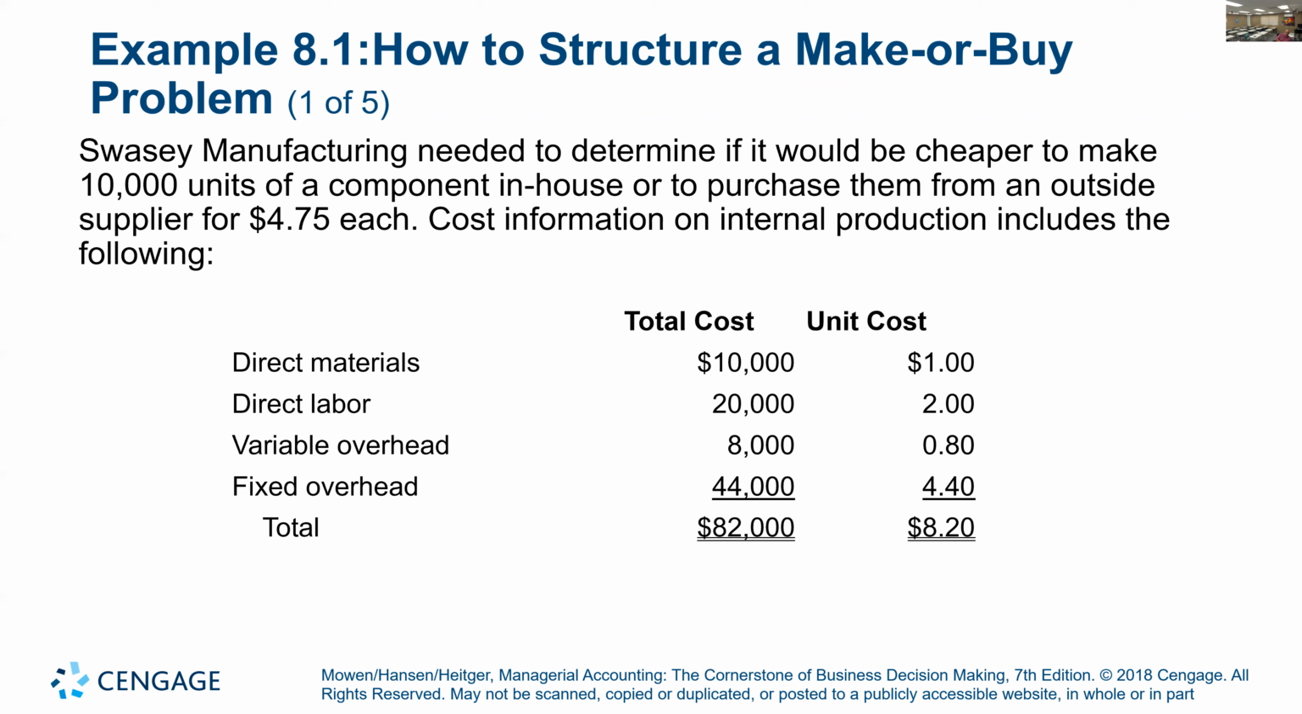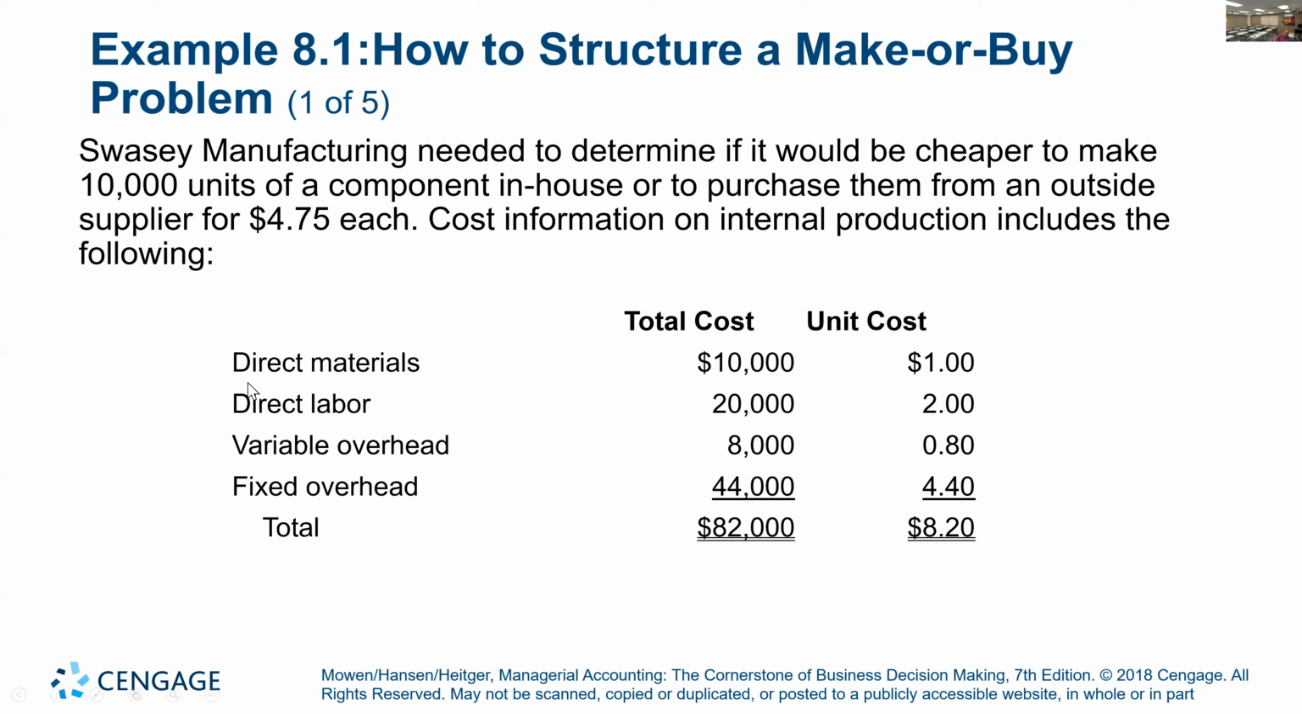Direct materials. That is relevant, right? Because if we continue to make them, we're going to pay in the future, and it's different for alternatives. If we make them, we are going to have the $10,000 direct material cost. Direct labor, yes, that's relevant. All costs are going to be relevant if we decide to make them. As far as the fixed overhead, that's going to be irrelevant because we're going to get that fixed cost whether we make them or buy them. That fixed cost is going to be there.